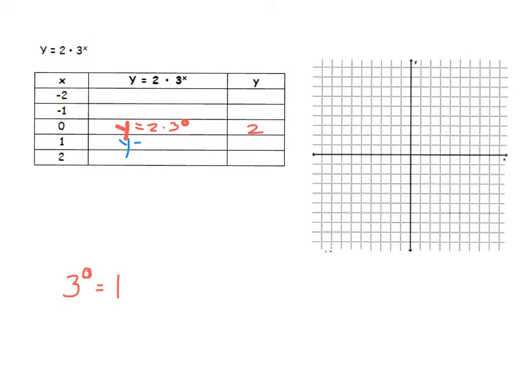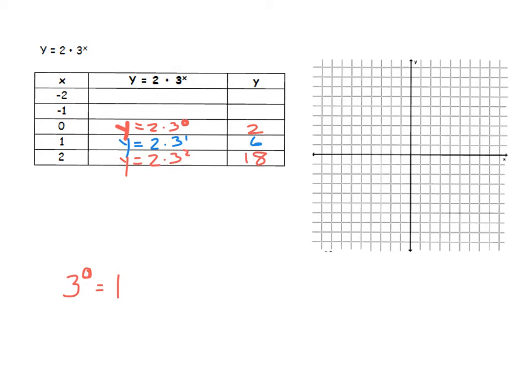We'll go ahead and put a 1 in for x, so 2 times 3 to the first power. Again, our exponent first, 3 to the first power is 3, and 2 times 3 is 6. And then we've got y equals 2 times 3 to the second power. Be careful right here, 3 to the second power is 3 times itself twice, so 3 times 3, which is 9, and we have then 2 times 9. 2 times 9 is 18. That will not fit on this coordinate plane to the right, but we'll make it work out anyways.